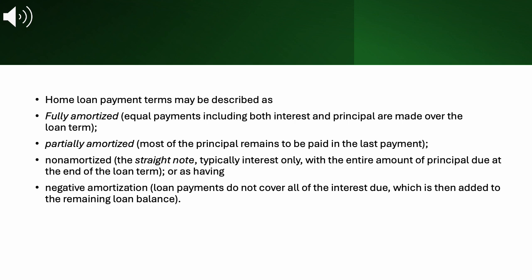Non-amortized, the straight note, typically interest only, with the entire amount of principal due at the end of the loan term or as balloon. Negative amortization loan payments do not cover all of the interest due, which is then added to the remaining loan balance.